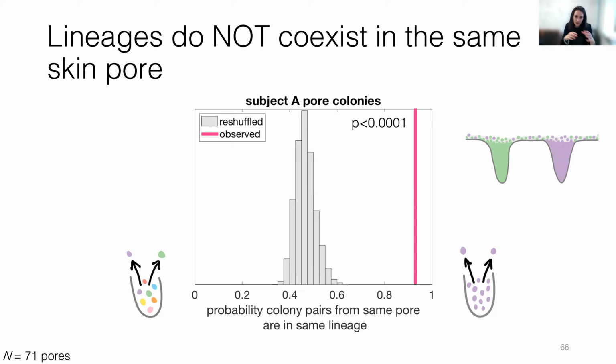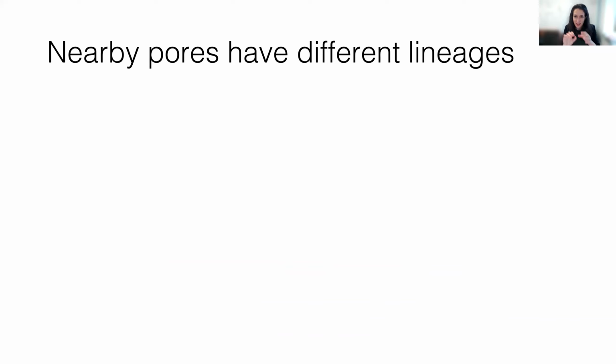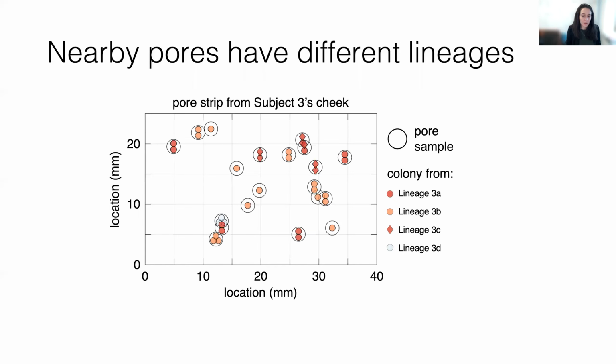Right? In other words, each island kind of has its own population. And so what's going on? Well, first, I think the next question you want to ask is how close are these islands to each other? Like, what's the spatial segregation here at this finer resolution? To do this, we can take one of the samples we took from the pore strips. And what we can see is that there really doesn't seem to be a strong spatial segregation.